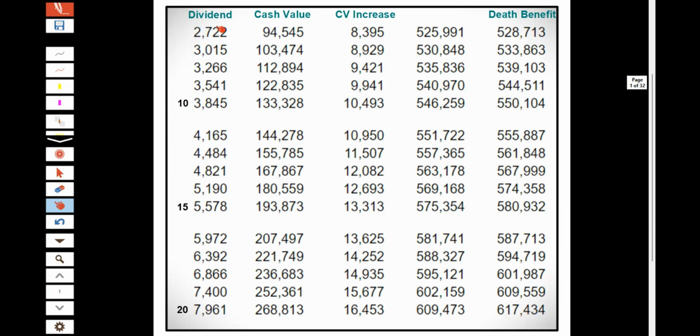This is your dividend column all the way to the left. This is your total cash value column right here. The middle column is your cash value increase. So this shows how much the cash value is increasing on an annual basis. This is the death benefit amount, not including the dividend. And then over to the right, this is the total death benefit, including the dividend. So your dividend does contribute to your death benefit increasing every year.